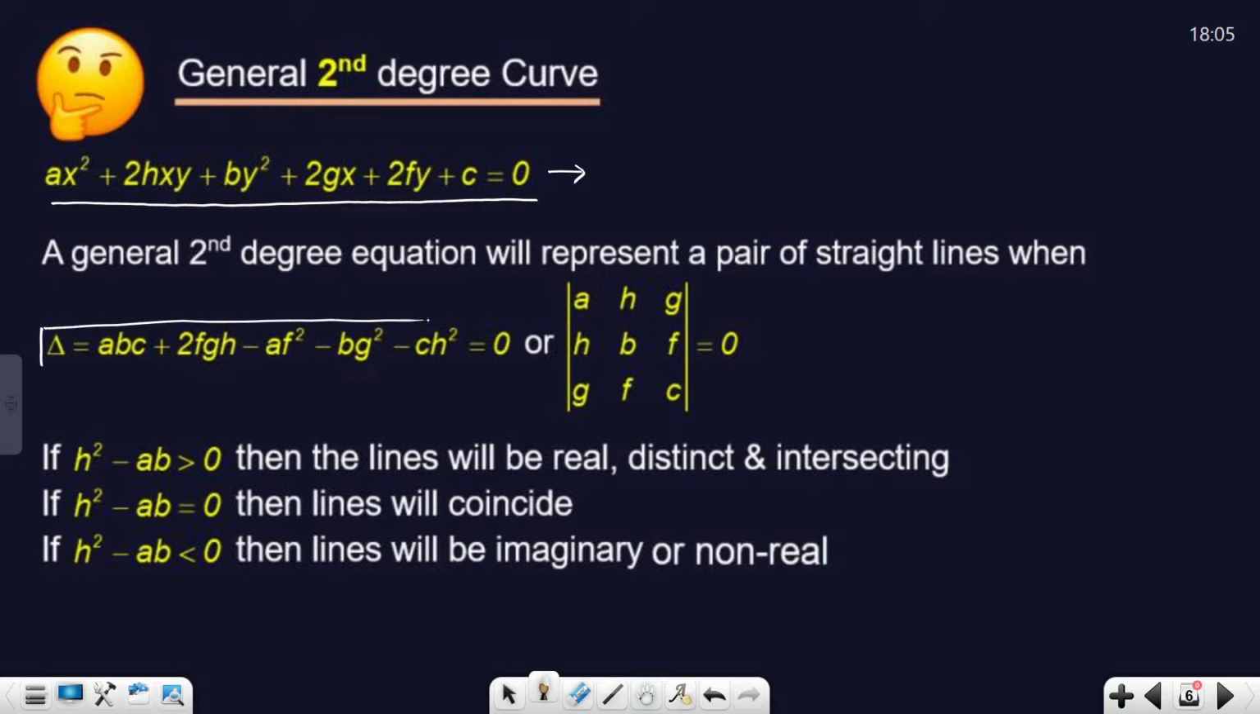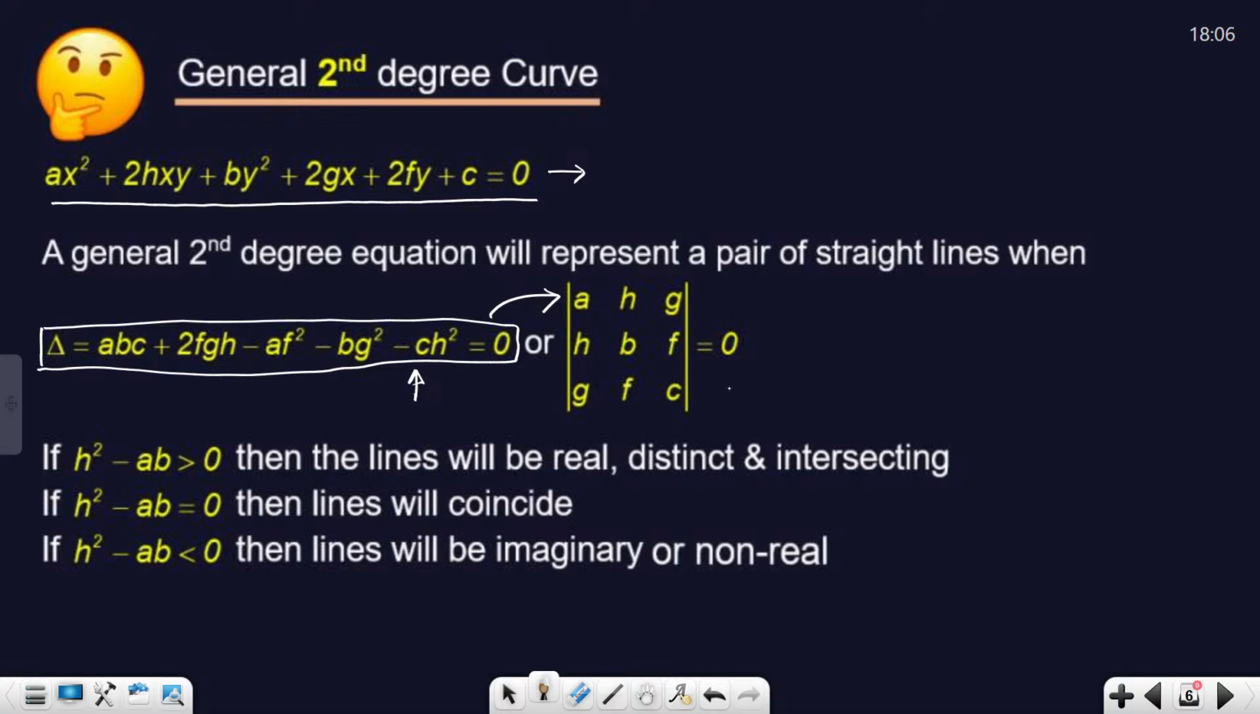it holds this condition, that is ABC plus 2FGH minus AF square minus BG square minus CH square equals 0. If this condition is satisfied, or this can be written in this determinant form also: AHG, HBF, GFC equals 0. This determinant equals 0.